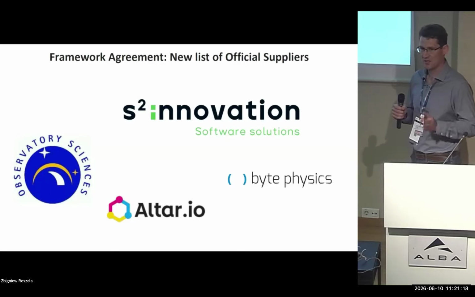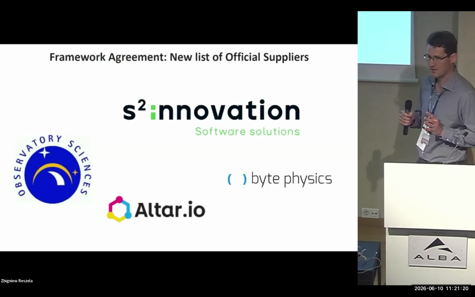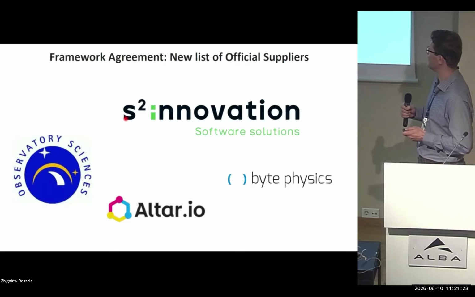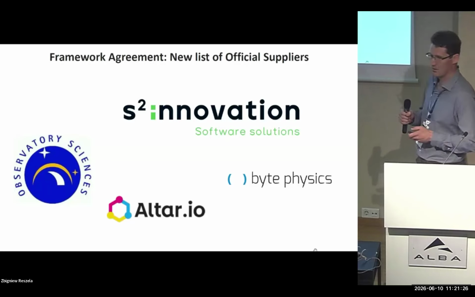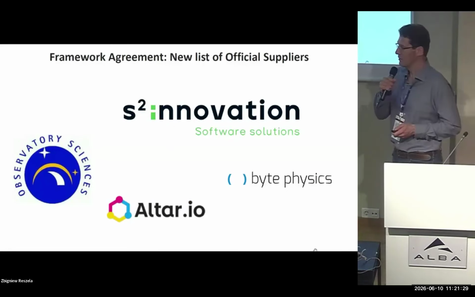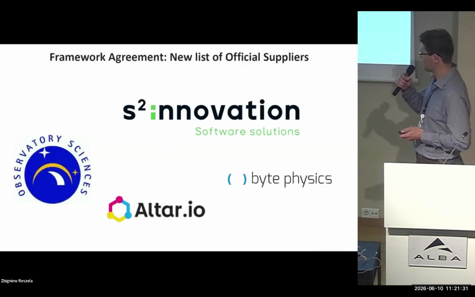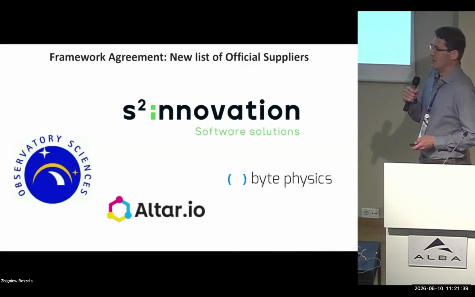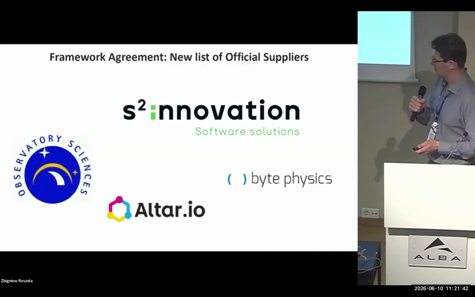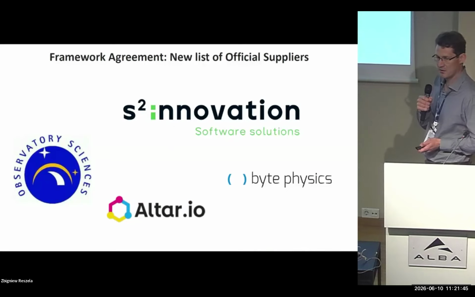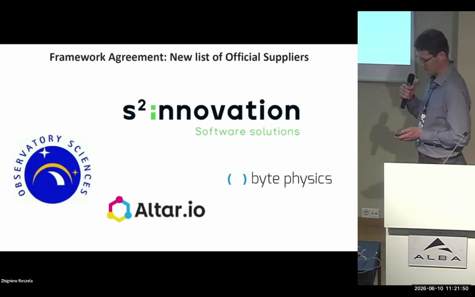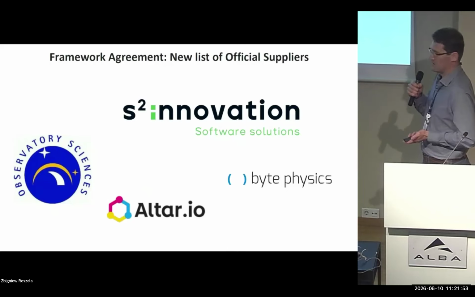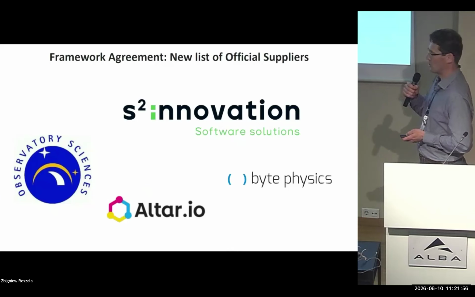Sorry, and this is a result of the selection made by SRF. For these next 5 years, we will have 4 commercial partners. 3 of them you already know: 2 Innovation, Observatory Science, and Byte Physics. All of them stay and continue, but now we will also have a 4th commercial partner, Altair. So this is the result of the tender. It was a public tender. Originally 16 companies were contacted, 7 replied, and out of the 7 we selected 4. This is the status. It will be signed shortly.